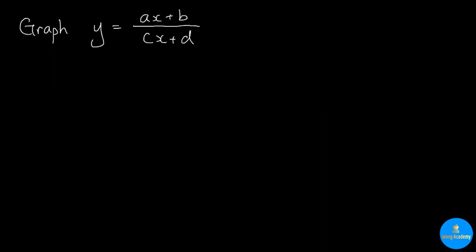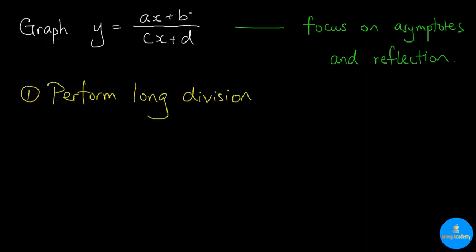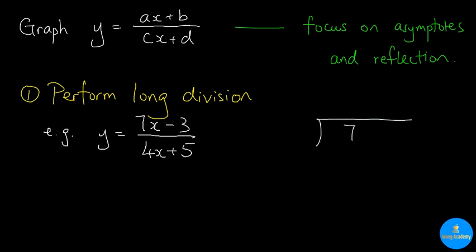Because of this, when we graph the rational function ax plus b over cx plus d, we focus only on asymptotes and reflection. To do that, we first perform a long division of the numerator divided by the denominator. For example, if we want to graph y equals 7x minus 3 over 4x plus 5, then long division says that we should put the numerator inside the long division symbol and the denominator outside.